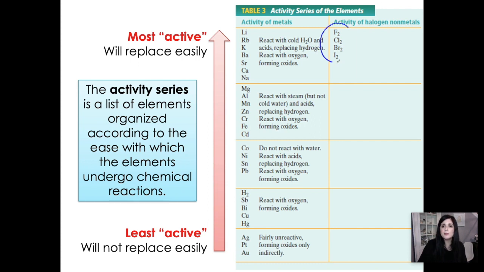You do have a little baby activity series here. Those are just for your halogens. So if you are replacing anion for anion, you'll have to check that little tiny baby activity series to see if that particular reaction will occur. So fluorine wants to be in compounds much more than iodine does. It's the same exact thing, but we're just dealing with our halogens in that case.